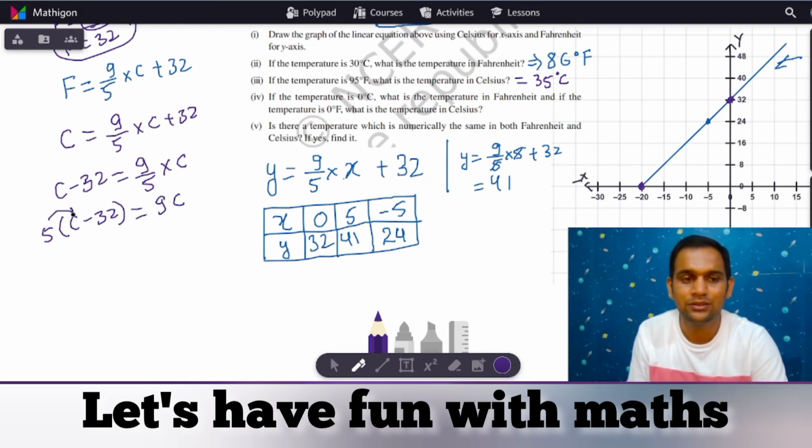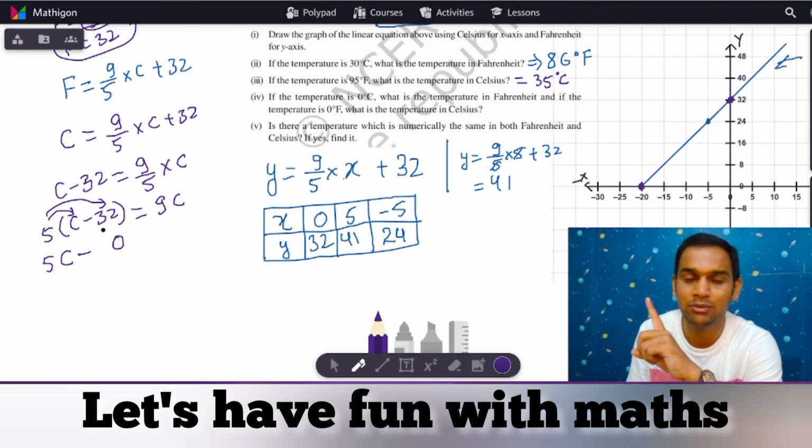Now this is the distributive property. I'm just using the normal equation rules. Don't get confused that I'm using so many things. 5C, and 5 multiplied by 32, it will obviously be minus. 5 times 2 is 10, carry over 1. 5 times 3 is 15 plus 1, 16. That equals 9C.